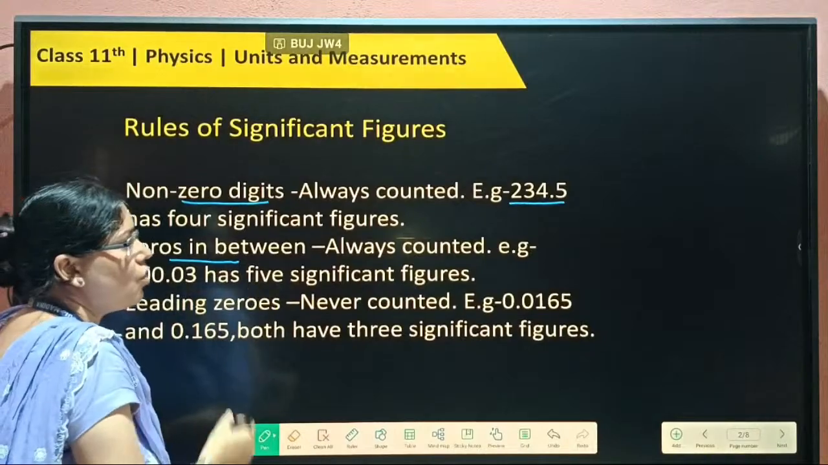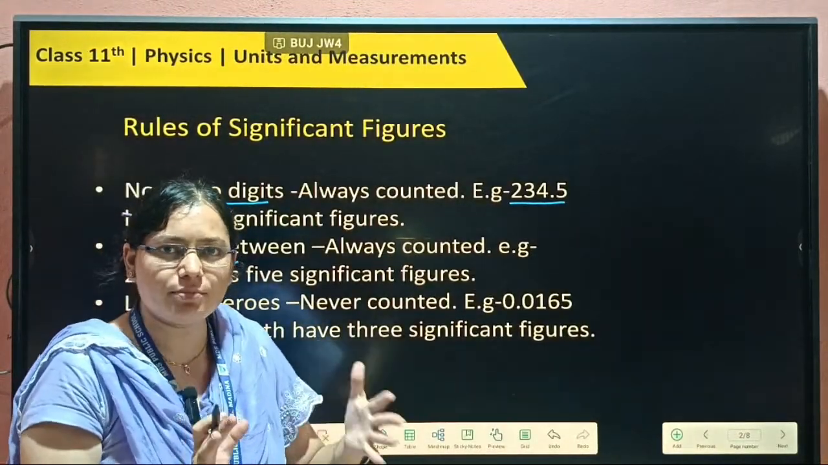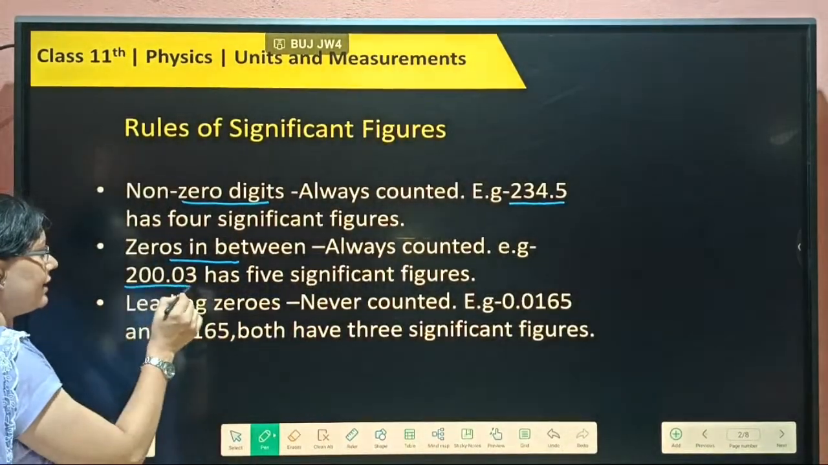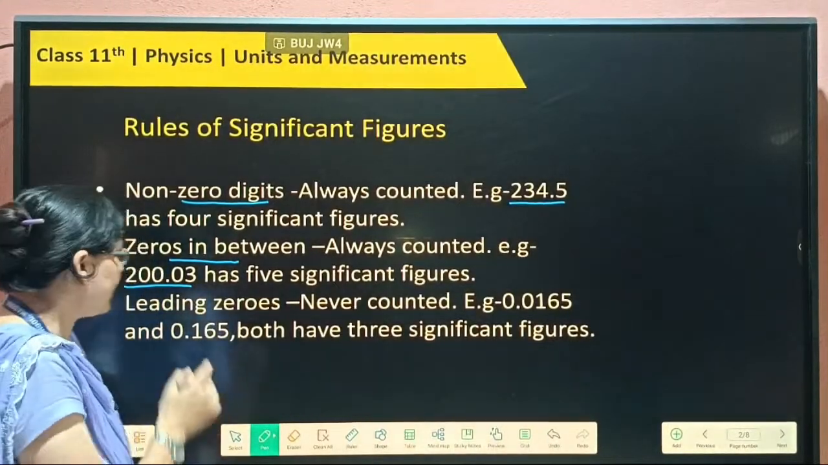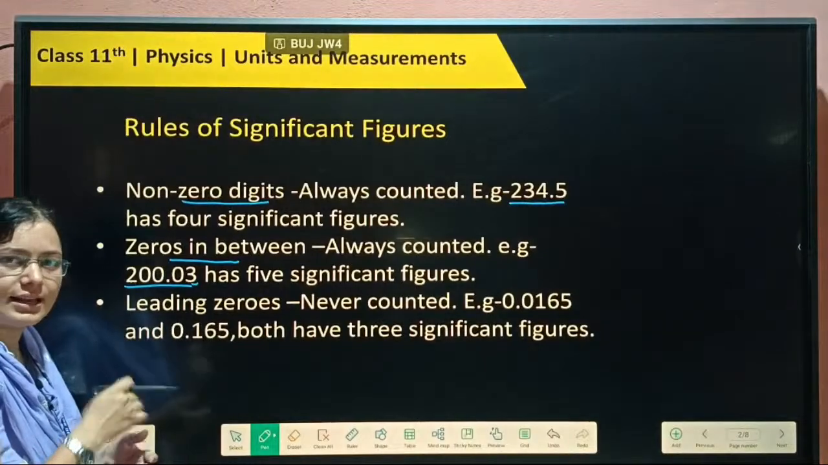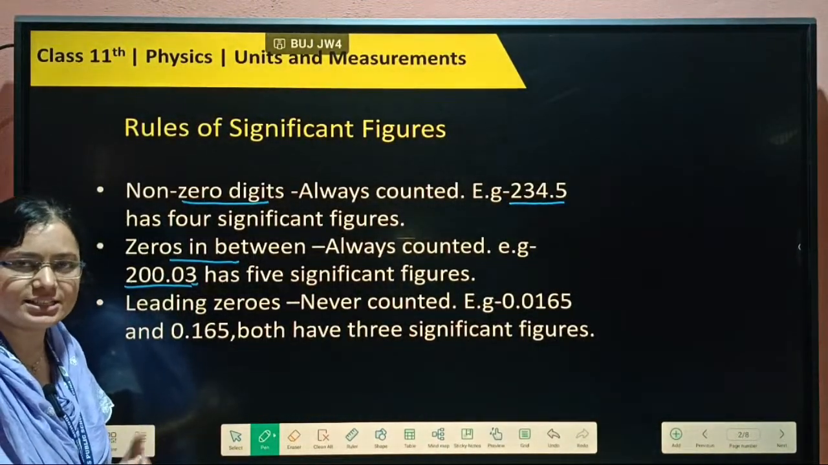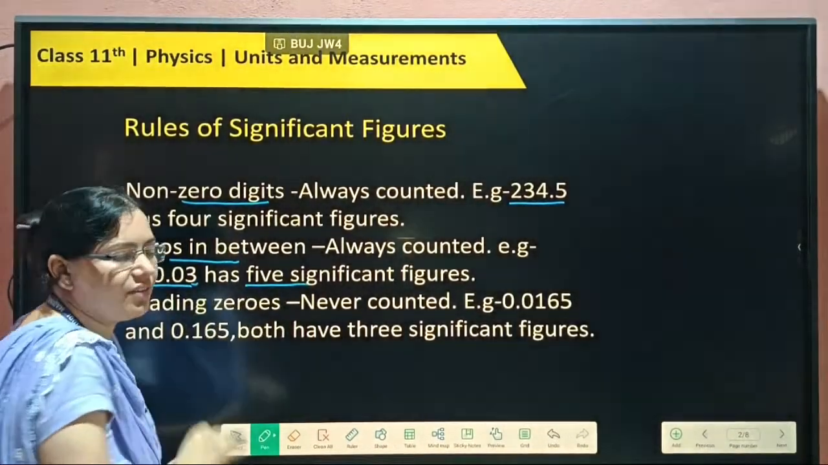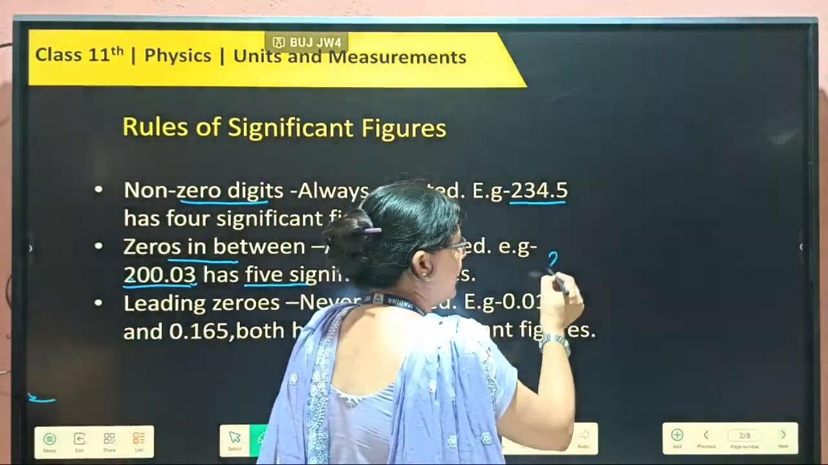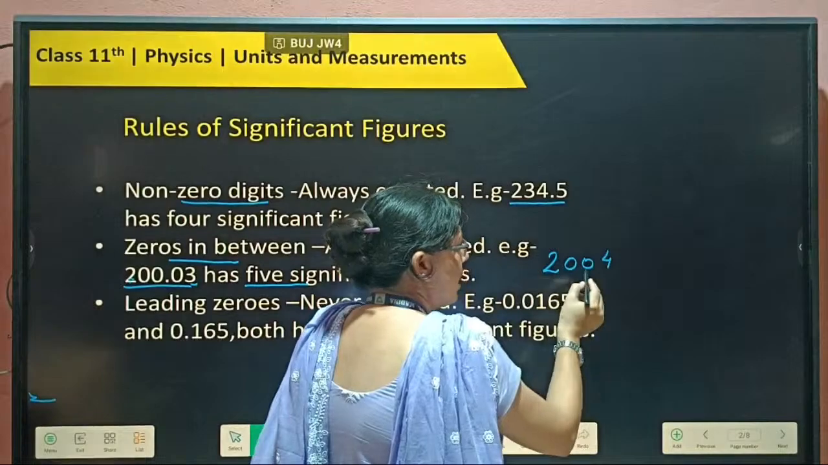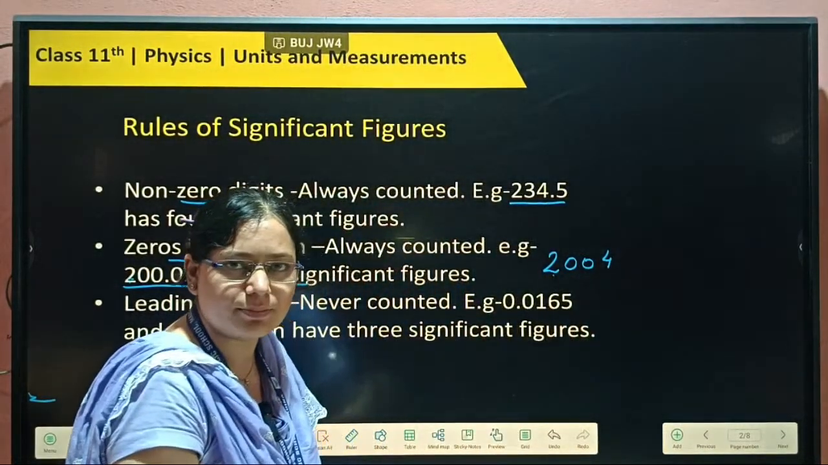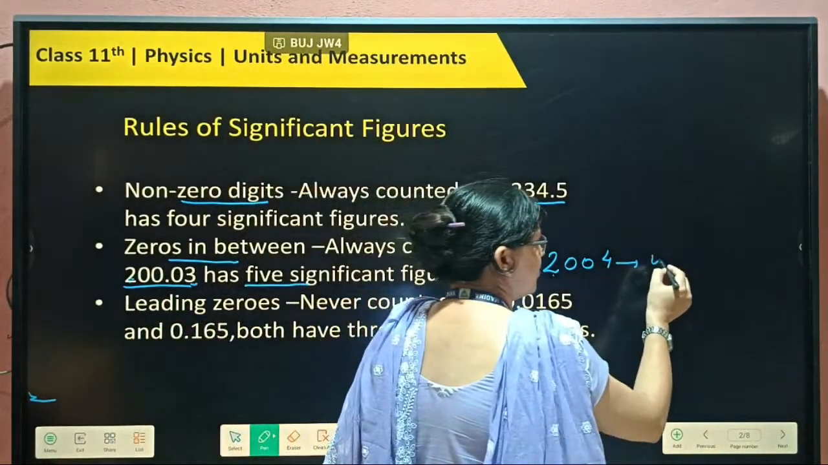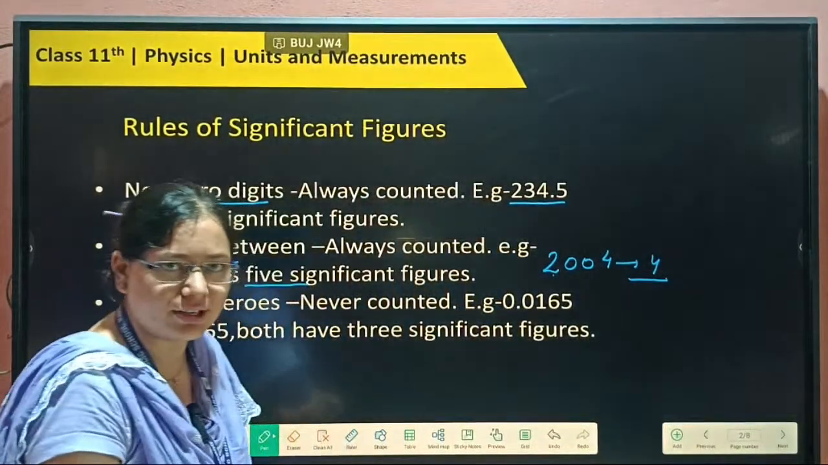Next, a zero in between is always counted. In any number, if a zero comes between other digits, it is always a significant figure. For example, 200.03. Here the 2 is non-zero, the 3 is also non-zero, and zeros come between them, so we count them as significant numbers. So here we can write 1, 2, 3, 4, 5 significant figures. For example, if I write 2004, the front and back are non-zero numbers, but there are zeros between them, so the significant figures here will be 4 only. 4 significant figures here.